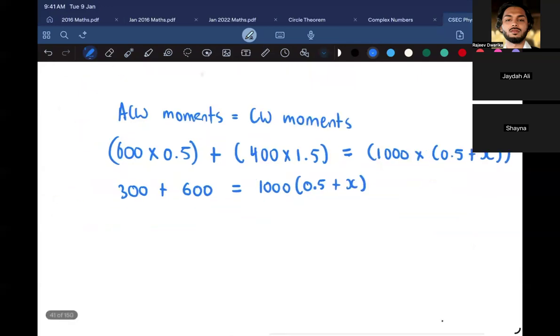On the left-hand side, Jada, we have 300 plus 600. What is 300 plus 600? 900, right? And that would be equal to 1,000 by that entire thing. What's 1,000 by 0.5? 500. And what is 1,000 by positive x? 1000x. Right.